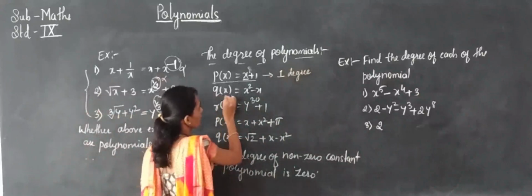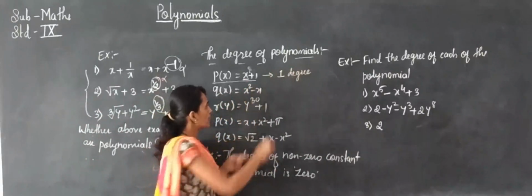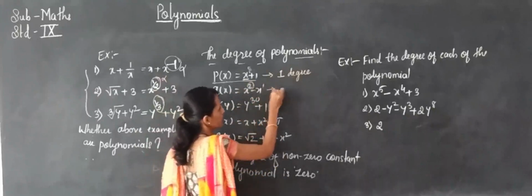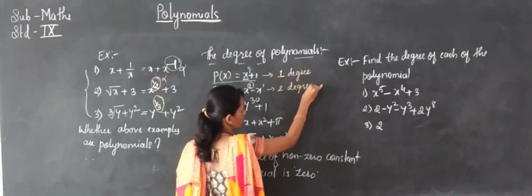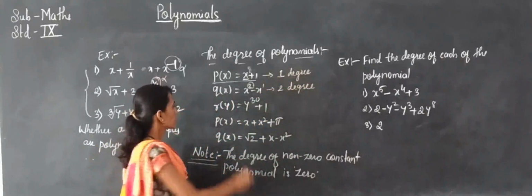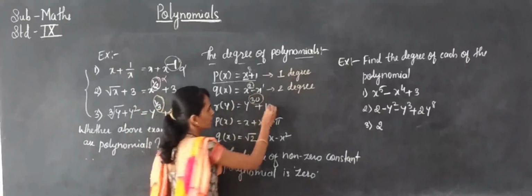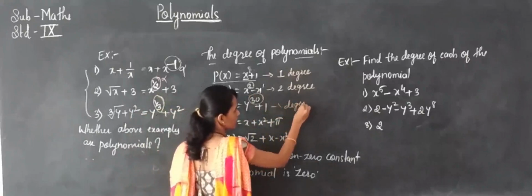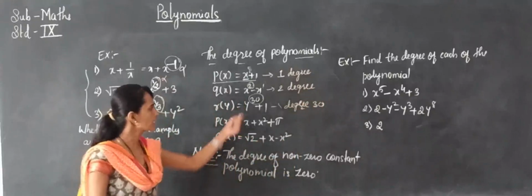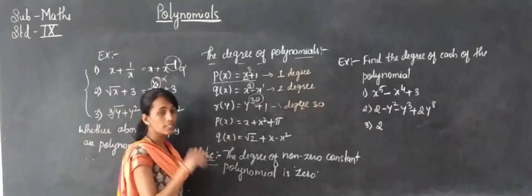Second one: p of x equal to x square minus x. Here x square is greater than x to the power 1. Which is greater, 1 or 2? 2 is greater, so that is the degree. Here 2 is the greatest, which means it is a second degree polynomial. For the next, y to the power is 3, therefore the degree is 3. So the highest power among all the terms is the degree of the polynomial.